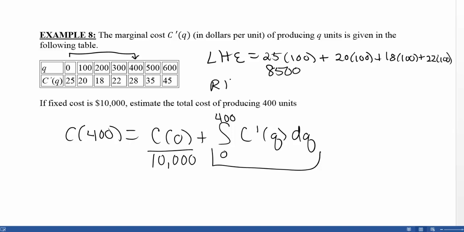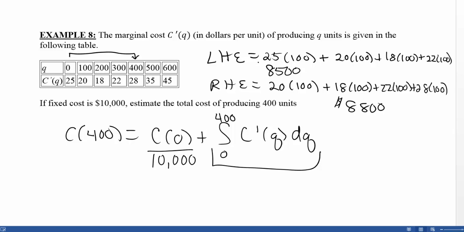We also want to do a right-hand estimate. So for each 100 Q units, we're going to pick the rate on the right. So we have 20 times 100 plus 18 times 100 plus 22 times 100 plus 28 times 100. And that's our last one. We don't use the leftmost point of 25, but we do use our rightmost point of 28. When we plug that all in, we are going to get 8,800.